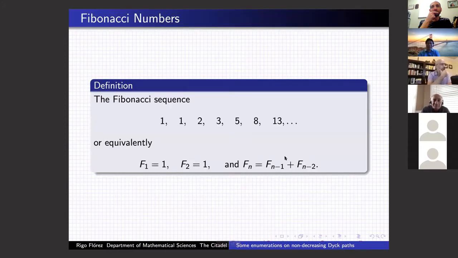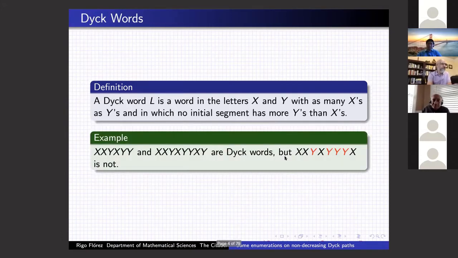I want to start this talk with a few Fibonacci numbers, even though it's supposed to be about paths, because Fibonacci numbers are present in many of the results that we had here. Fibonacci numbers are very beautiful and nice, and they are present here. Okay, let's start with the idea.